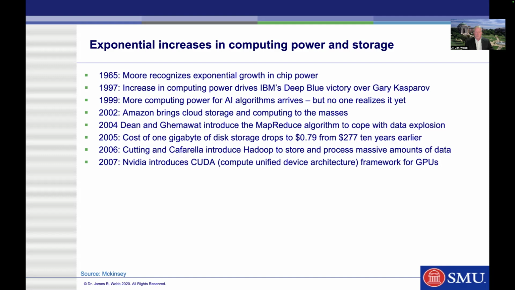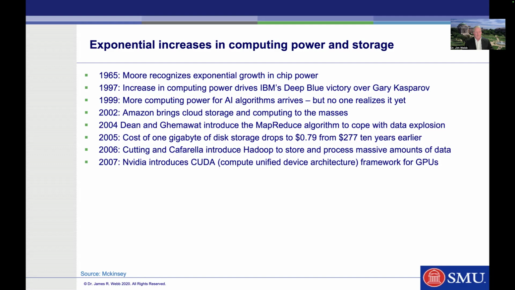2004, MapReduce to cope with the data explosion that we've got. 2005, 1 gigabyte of disk storage is now like 79 cents, which 10 years before that was $277 for 1 gig. 2006, there's a store to process massive amounts of data.